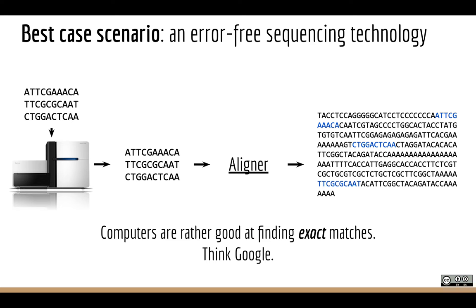Okay, right. So let's imagine we have some DNA that we put into this. I think this would be an Illumina sequencer, yep. And it gives us out perfect sequences, no errors. What we put in is exactly what we get out. This would be great, because computers are really good at finding exact matches.